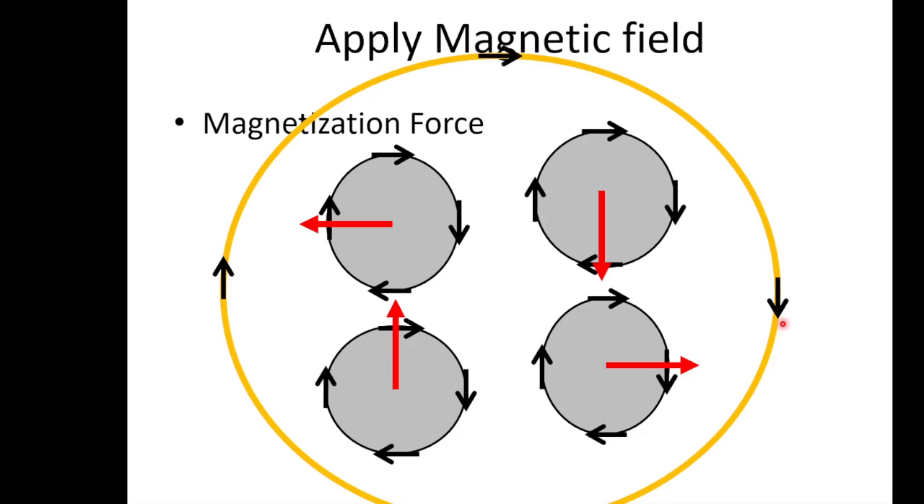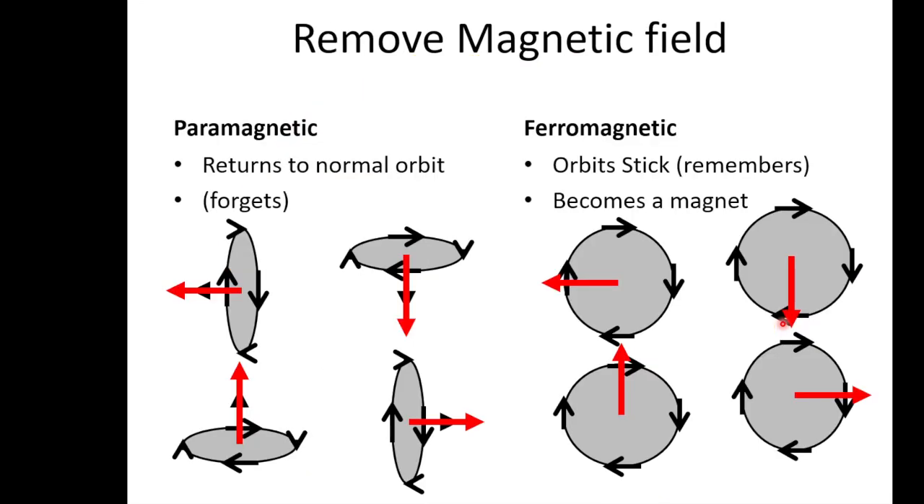Now, the difference is what happens when you remove the magnetizing force. For paramagnetic materials, all the orbitals return to their normal state and the material loses its magnetism. It forgets. For ferromagnetic materials, the orbitals stick, well, most of them anyway, and therefore they remember their magnetization state. And they essentially become a permanent magnet.